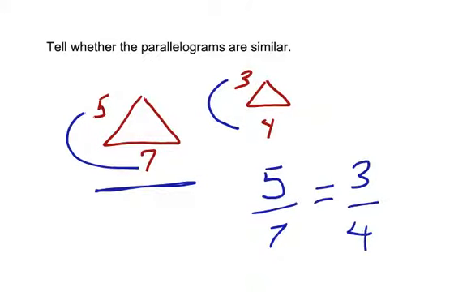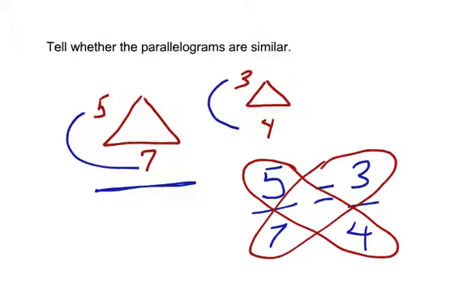And all you're going to do is cross multiply with the proportion and find out if they're proportional. So 5 times 4 is 20, and 7 times 3 is 21. And because those are not equal, that is not proportional.